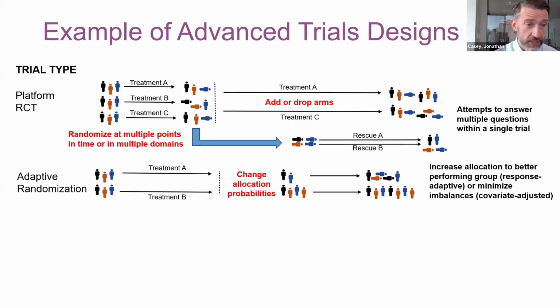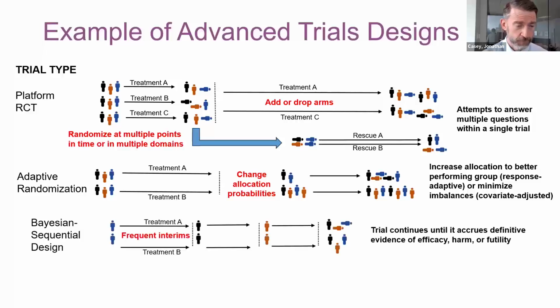Adaptive randomization is a trial in which information accrued during the trial from prior participants is used to change the allocation probabilities and change the allocation ratio for future participants. And you can do that for different goals. You might use adaptive randomization to try to minimize imbalances in key baseline variables, to try to increase your power, something called covariate adjusted randomization or minimization randomization. Or you might use data from prior participants to try to increase the allocation towards the arm that appears better in a way that might address ethical concerns or increase recruitment, so-called response adaptive randomization.